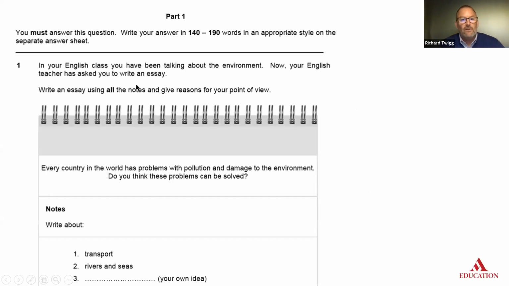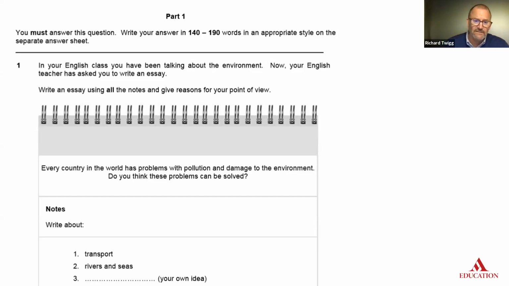So when we look at the other parts of the Cambridge First, for example, we now analyze the question. In your English class, you've been talking about the environment. Now your English teacher has asked you to write an essay. So you're writing for the English teacher. They want you to write an essay using all your notes and giving reasons. Your notes are that every country has problems. You've written notes about it. You've said transport, rivers and seas.